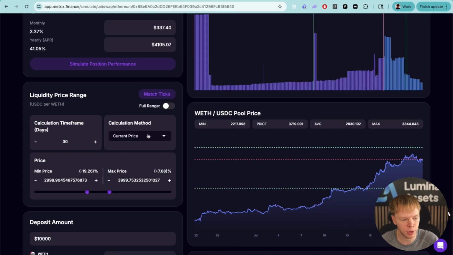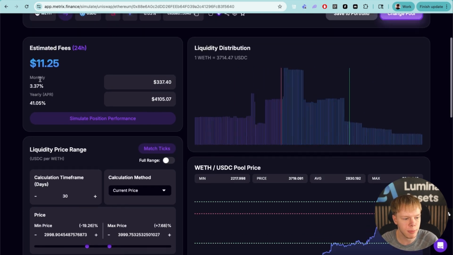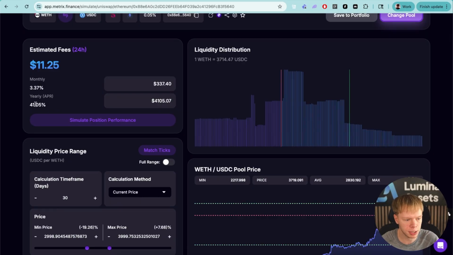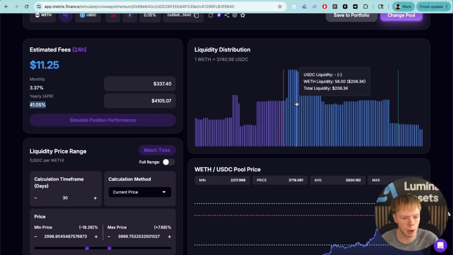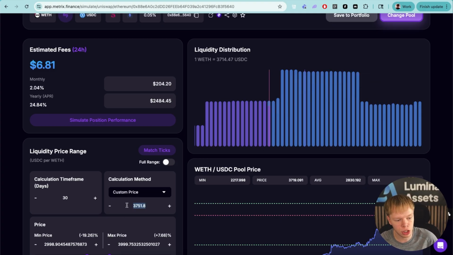On top of that, Metrix Finance features a calculation method that allows you to strictly adjust the calculation method for the APR. So when we look at this APR, it's currently 41%. However, there is a jump in liquidity right over here. And if we look at that specific price, just by clicking on the liquidity distribution chart, it changes to the custom price and it shows a 24.84% APR.